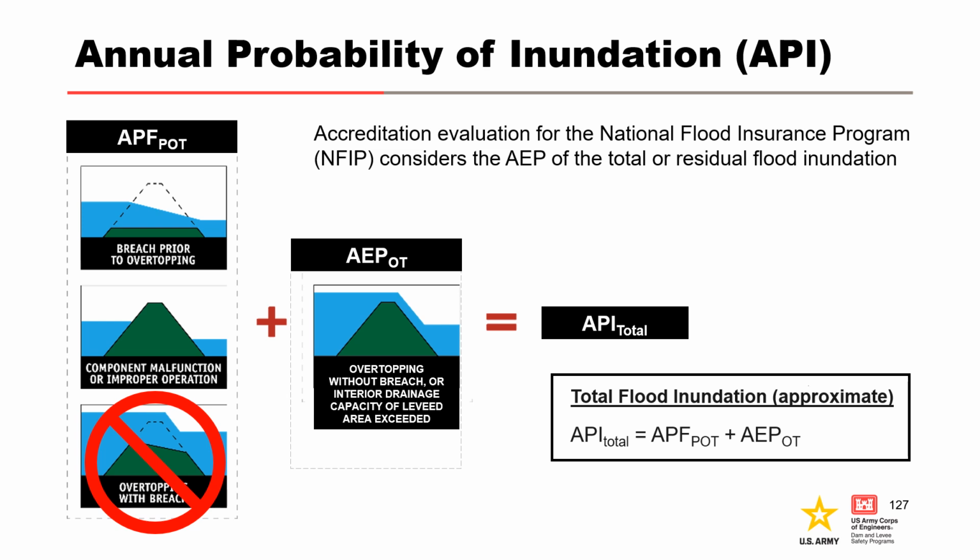So the annual probability of inundation of the leveed area becomes the annual probability of failure for all prior to overtopping potential failure modes, plus the annual exceedance probability of overtopping. We first need the cumulative distribution function for the annual probability of inundation.